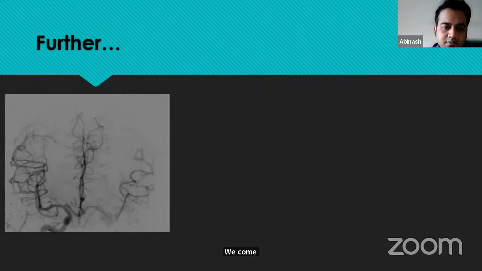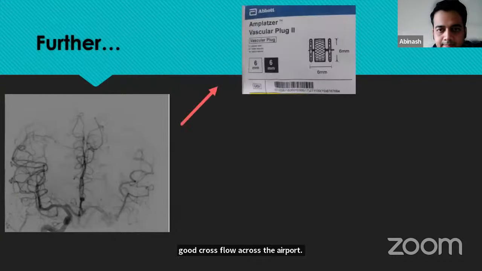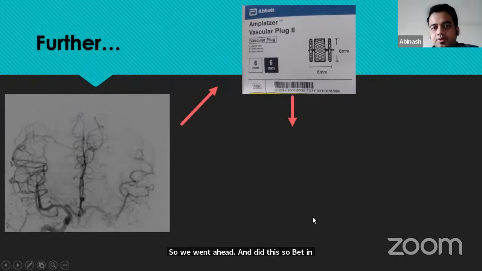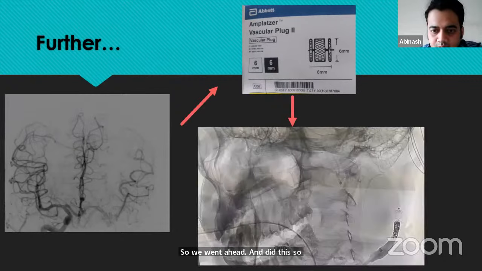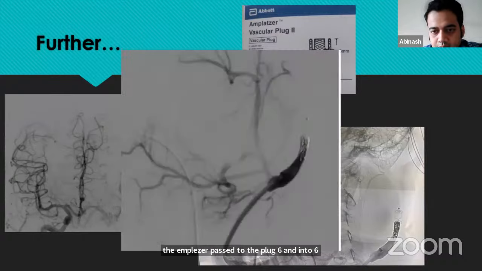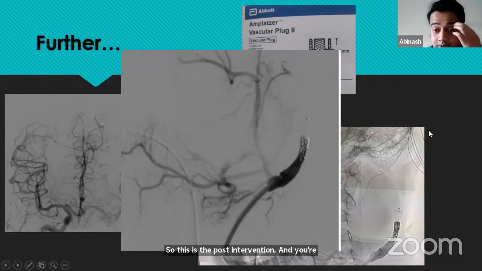ICA contrast run while compressing the left common carotid, and there was good cross flow across the ACOM and the PCOM. So we went ahead and did this parent vessel occlusion with the vascular plug, 6 mm into 6 mm size, with a few coils. So this is the post-intervention angiogram showing complete occlusion of the ICA.